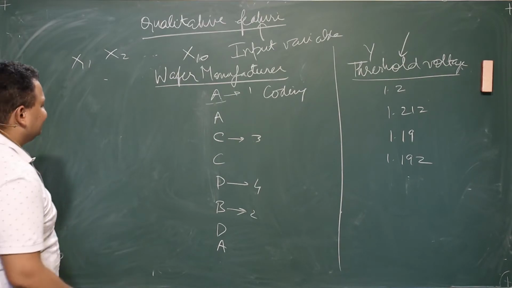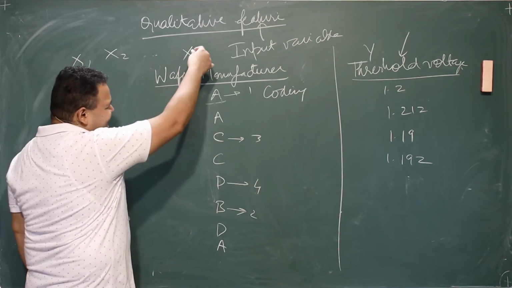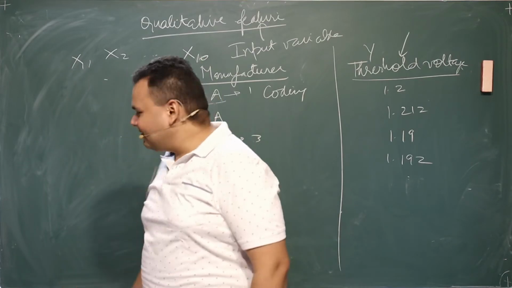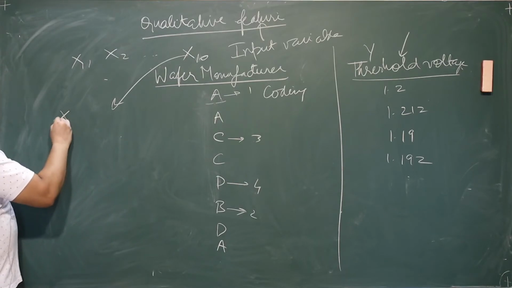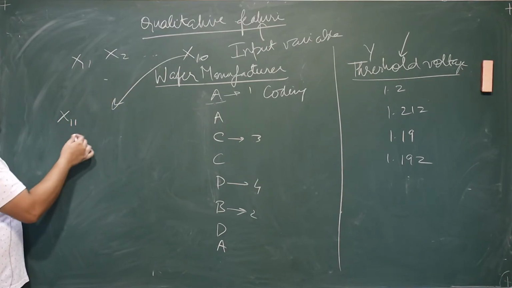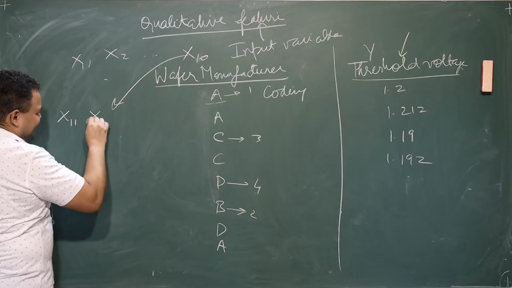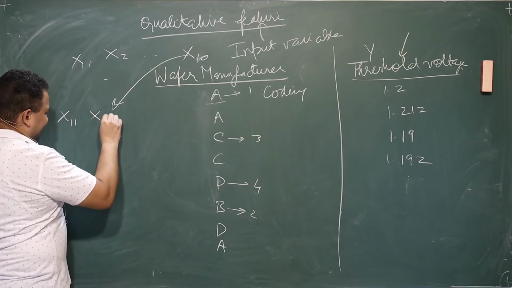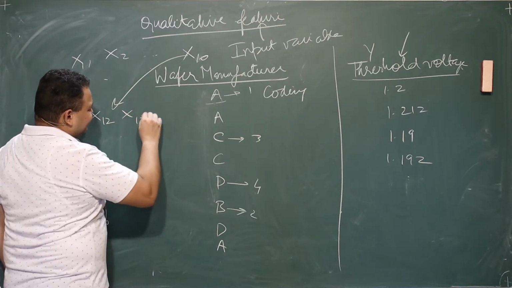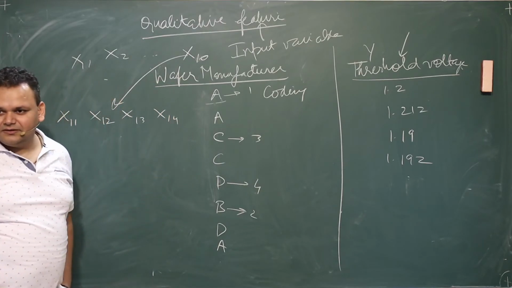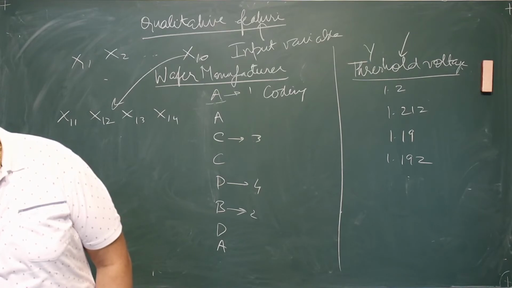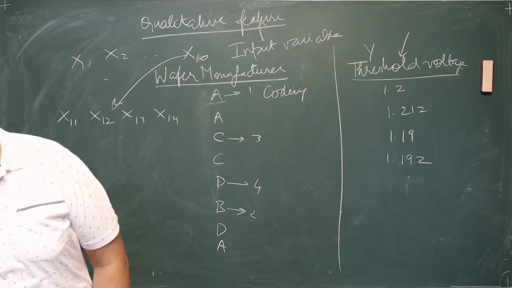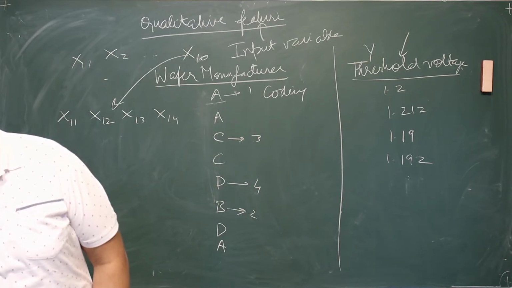So let me say, if my previously the variable name was x10, okay, let me change this, the input to, let us call that as x. So this x10 is subdivided into 4 variables. Okay, x11, x12, x13, x14.